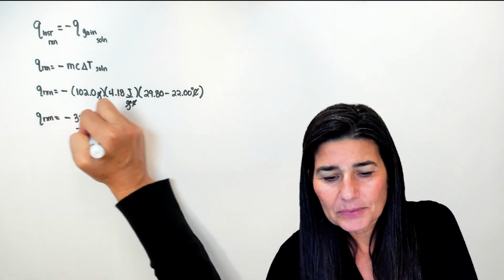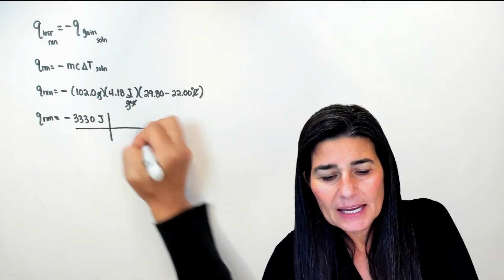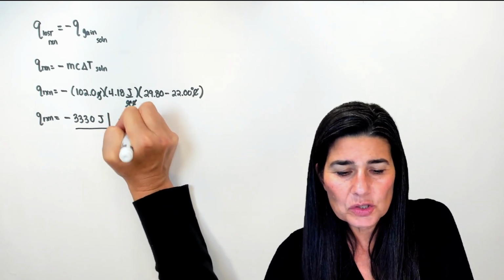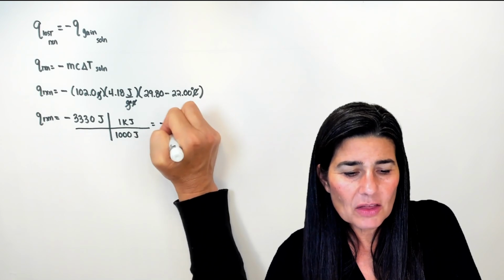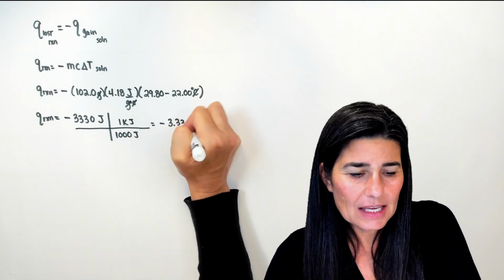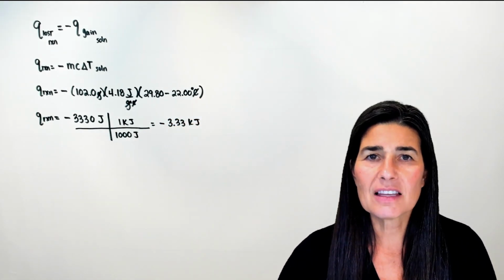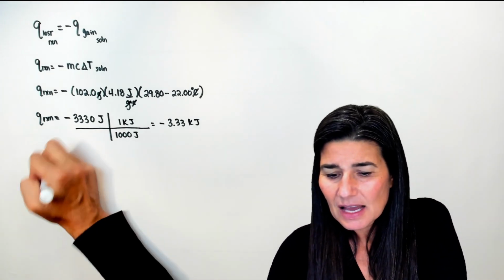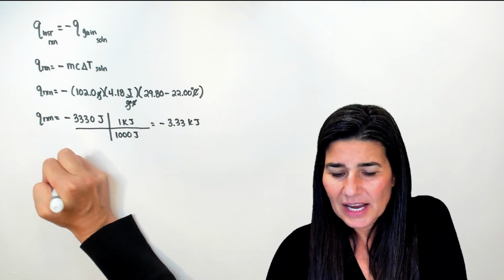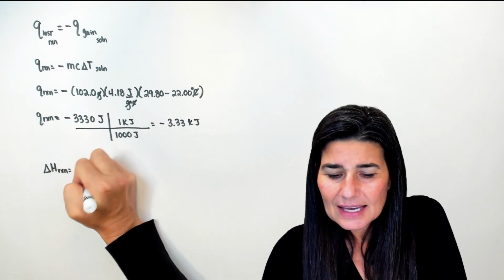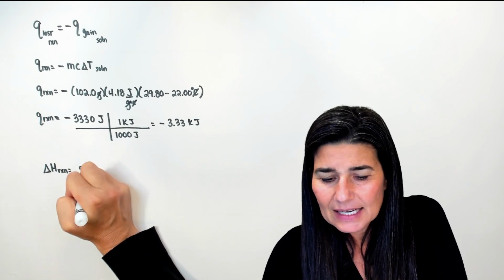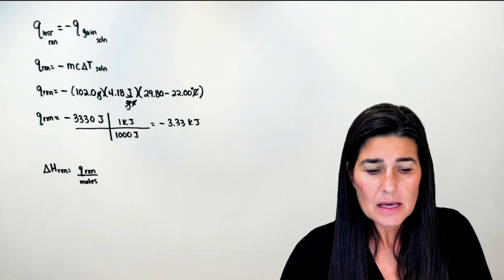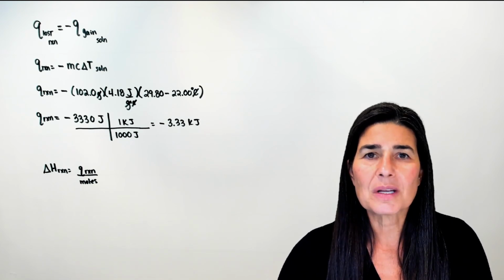I'm going to do a little conversion here. I'm going to get rid of joules. There are 1,000 joules in 1 kilojoule. That leaves me with negative 3.33 kilojoules. Now we want kilojoules per mole of sodium hydroxide. That makes sense because your enthalpy change is really the heat of the reaction divided by the moles of the thing that reacted or dissolved in this case. So we need moles of sodium hydroxide.